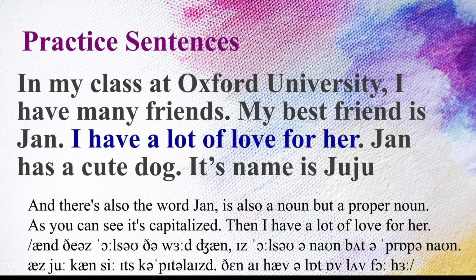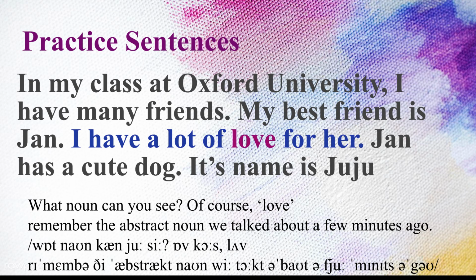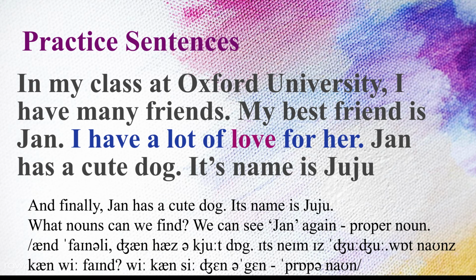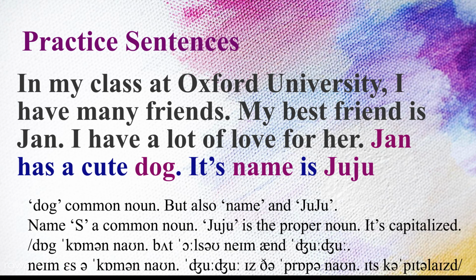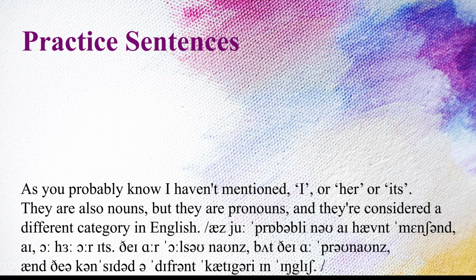Then I have a lot of love for her. What noun can you see? Of course, love. Remember the abstract noun we talked about a few minutes ago. And finally, Jan has a cute dog. Its name is Juju. What nouns can we find? We can see Jan, again, proper noun, dog, common noun, but also name and Juju. Name is a common noun, Juju is the proper noun, it's capitalized. As you probably know, I haven't mentioned I or her or it. They are also nouns, but they are pronouns, and they're considered a different category.